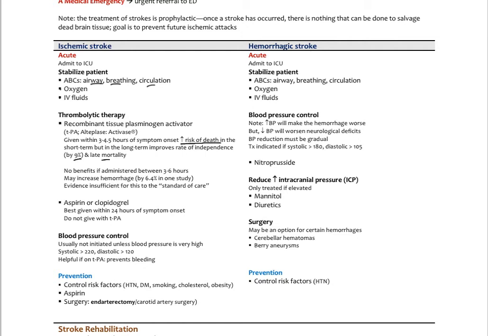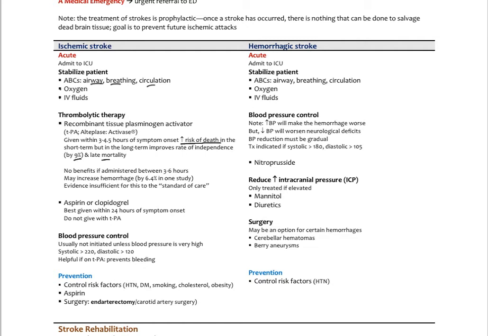There's some interest in looking at whether you could infuse antioxidants with the TPA, and would that actually help? The problem is a lot of those antioxidants can be difficult to get across the blood-brain barrier into the brain and so forth. Anyways, so that is the TPA, recombinant tissue plasminogen activator.